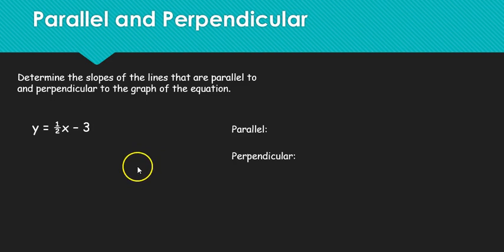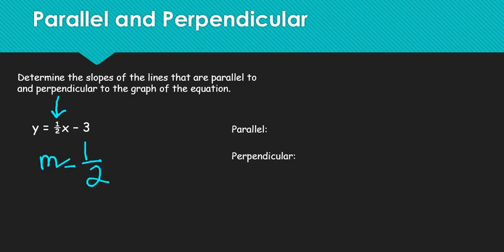Okay. Determine the slopes of the lines that are parallel to and perpendicular to the graph of the equation. Okay. So looking at our equation here, first we need to identify the slope. So it's in slope-intercept form. So the coefficient of x is going to be my slope. Is 1/2.